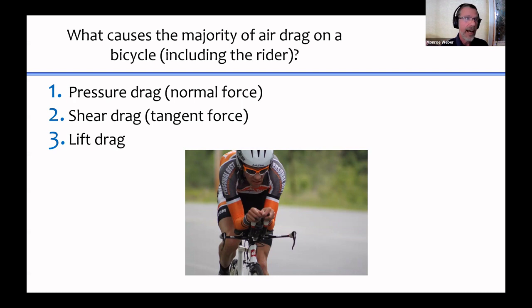And then lift drag, I'm sorry, I just made that one up. It was just 2 technical words stuck together and it doesn't actually mean anything. So I apologize for being mean.